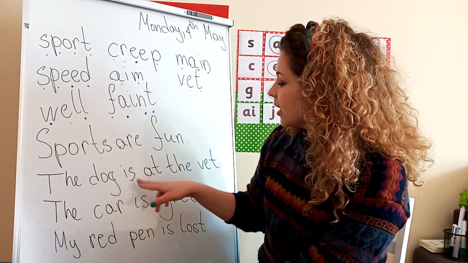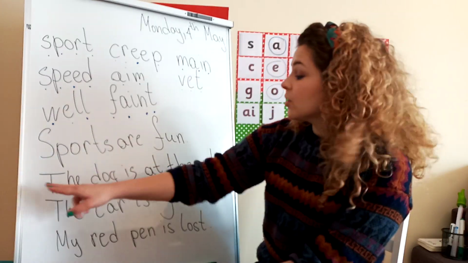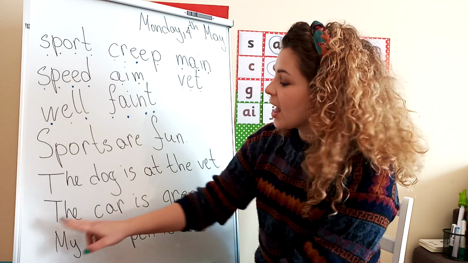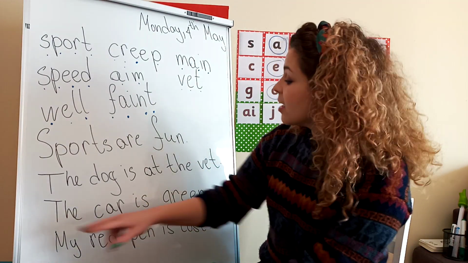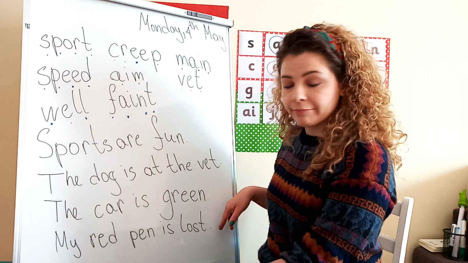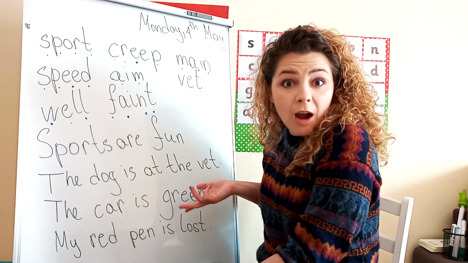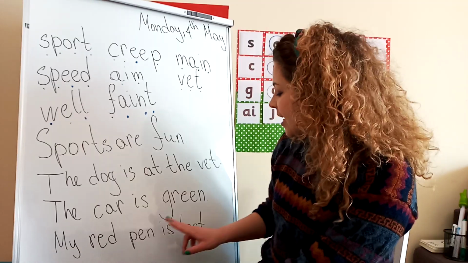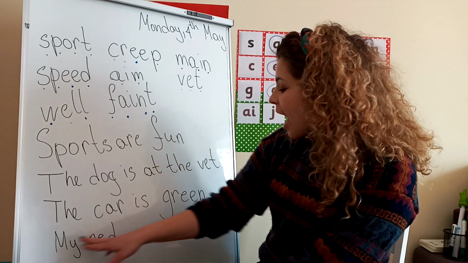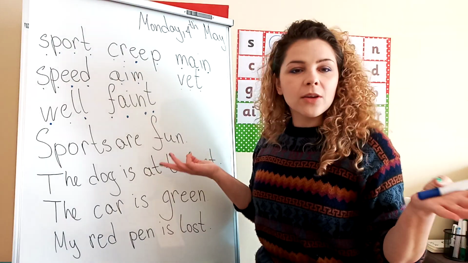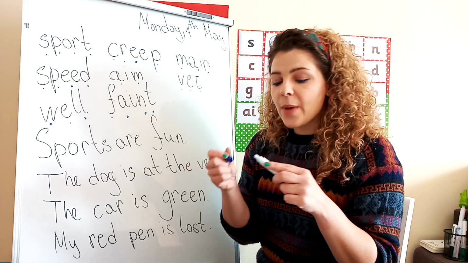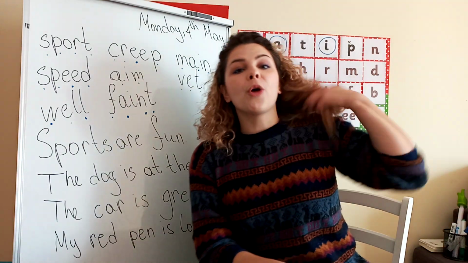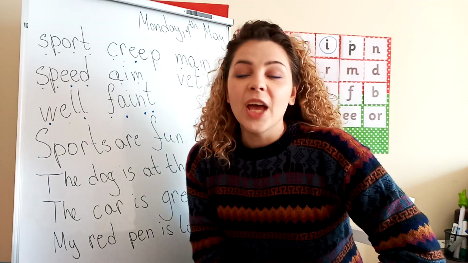The dog is at the vet. So you have the word from above again. Next one. The car is green. Does anybody have a green car maybe? And finally, my red pen is lost. My red pen is lost. Oh no, I don't know where it is. Yeah, my red pen is lost. So guys, these are the new words from your spelling log for this week.